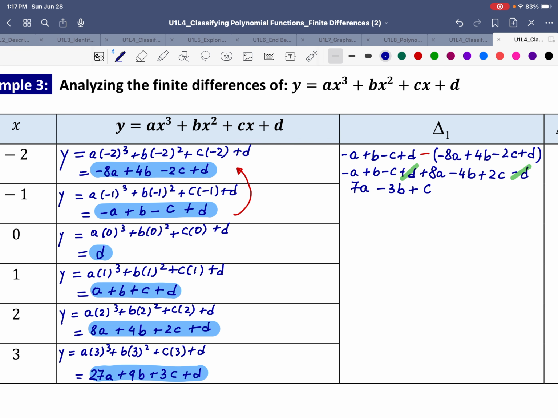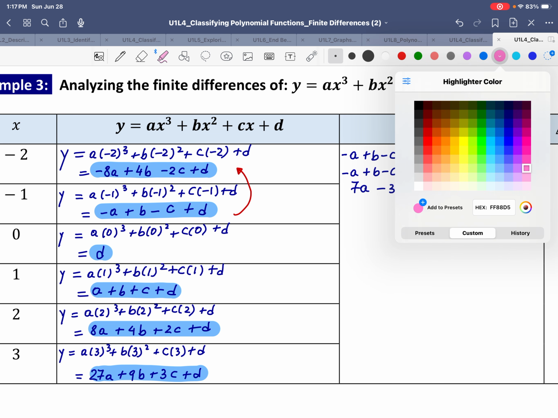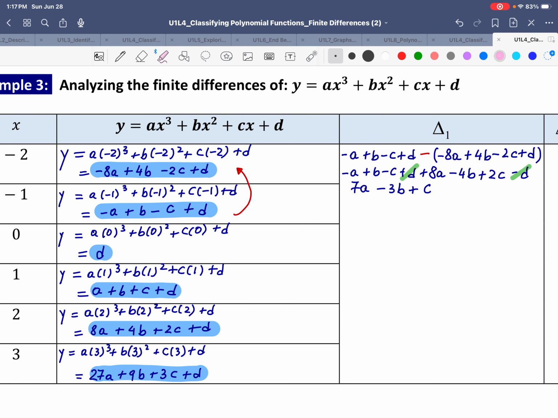So this is going to be our first delta 1 in the list of the values that we have selected. And I am going to actually highlight this because it is going to get a little bit crowded in here with all these simplifications. Now, we'll continue with the next set of differences.